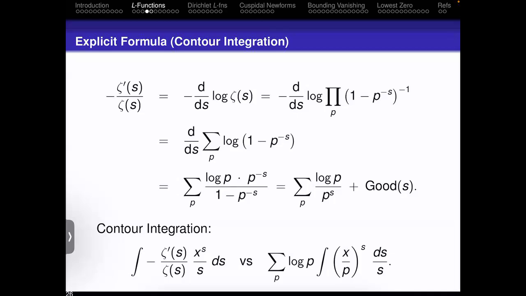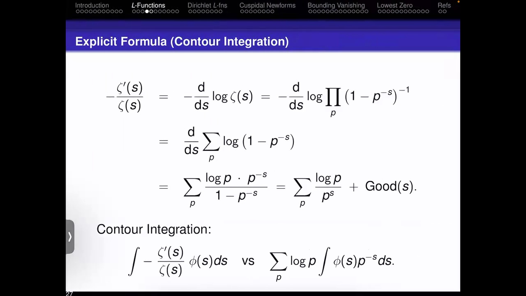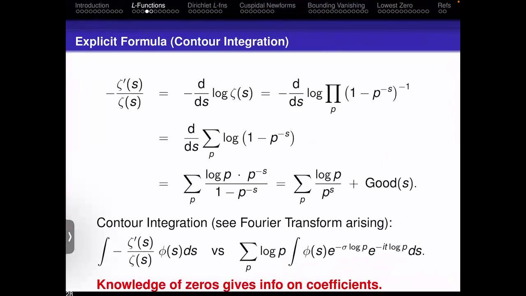But we don't have to do x to the s over s. We could take a more general function phi, and if we put the function phi on the right-hand side, we get phi of s times p to the negative s. Well, we can rewrite the p to the negative s, good, I timed it well, as an exponential. And then you say, that's a Fourier transform. And so this relates over here, when we do the contour integral, we'll get sums over zeros and poles of phi, and on this side, we'll get phi hat. And it'll be weighted by the coefficients of the L function.